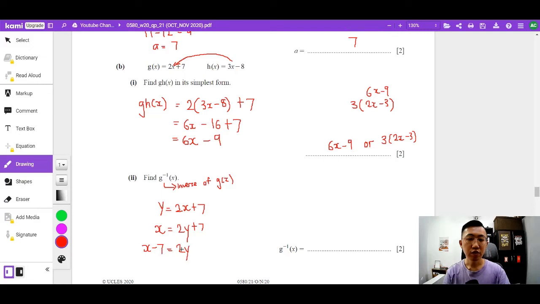Then now I'm going to shift 2 towards the other side. You will see it becoming divided by 2. So make your y the subject, right? You already made your y the subject. So don't forget to rewrite your inverse function one more time. Now you can write x minus 7, oops, write properly, divided by 2. So that's the answer, x minus 7 over 2. So that is function for you.